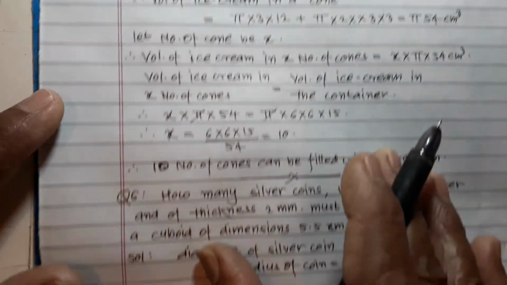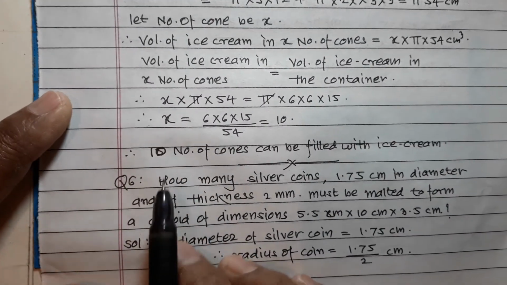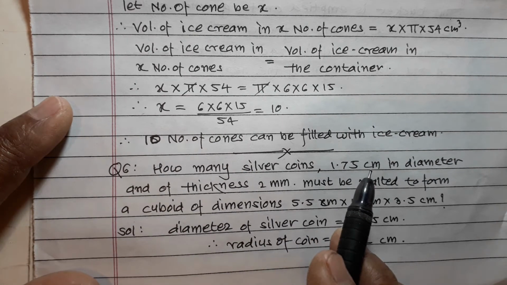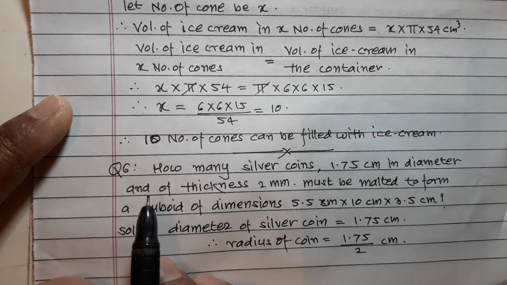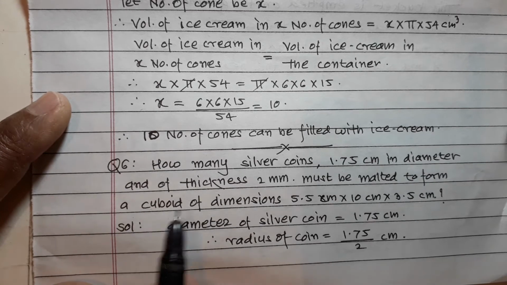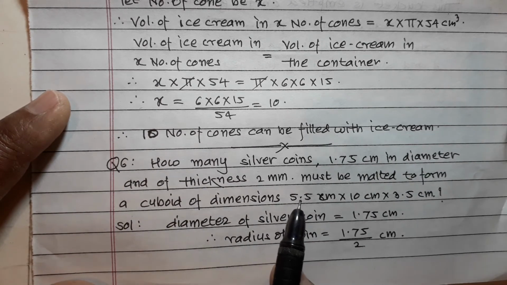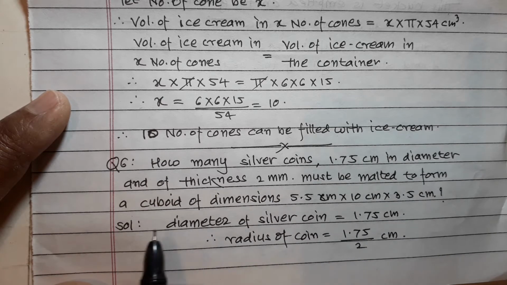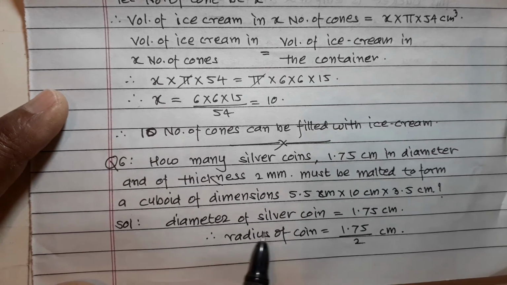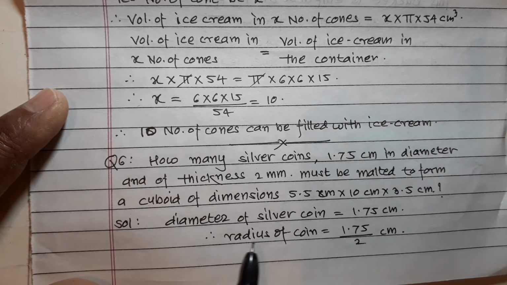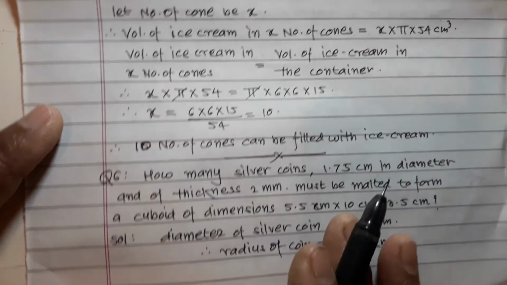Okay. Question number 6. How many silver coins 1.75 centimeter in diameter and of thickness 2 mm must be melted to form a cuboid of dimension 5.5 centimeter into 10 centimeter into 3.5 centimeter? Solution. Diameter of silver coin is equal to 1.75 centimeter and therefore radius of coin is equal to 1.75 upon 2 centimeter.